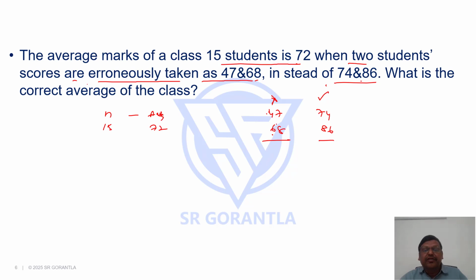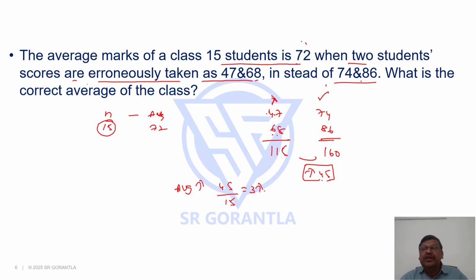So if I correct that mistake, what will happen to the total? The total of these two people is 115. The total of these two people is 160. So when you correct this mistake, the total score will increase by 45 marks. For 15 students, the total is increasing by 45, so the average will increase by 45 by 15. It will increase by 3.